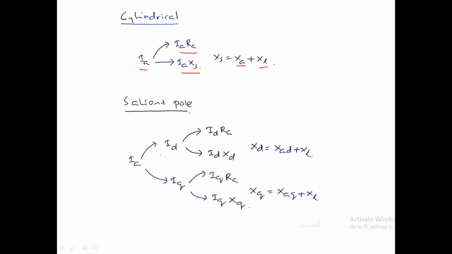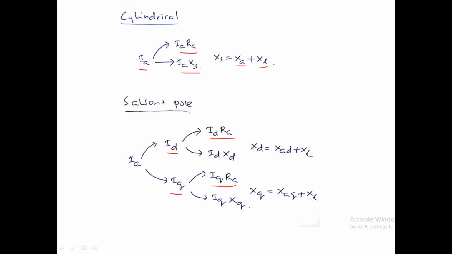In a salient pole machine, with the variation of the air gap, armature reaction is different, and the synchronous reactance is also different along D and Q axis. Therefore, the current flowing will be making two different types of drops. Therefore, armature current can be resolved into two components. One is ID and another one is IQ. Both the currents are making resistive drop, ID into RA and IQ into RA.